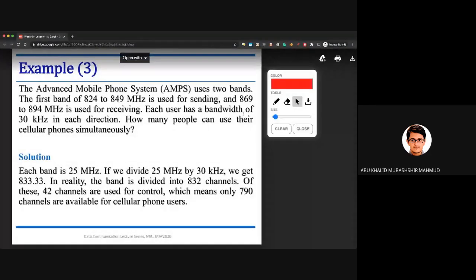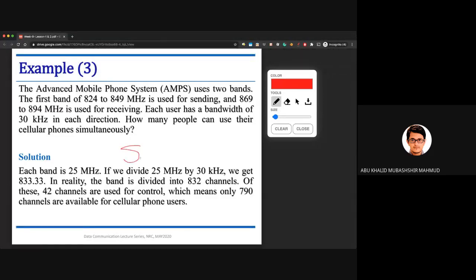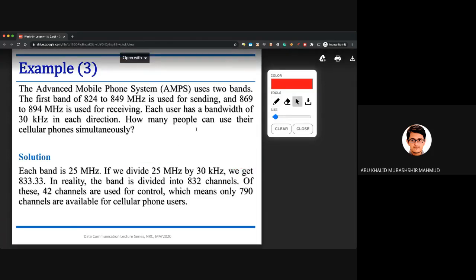Now what we have here is a mathematical example. Every bit of mathematical example is your self study, so you have to go through it. So it's your self study, so I am going to skip it for now.